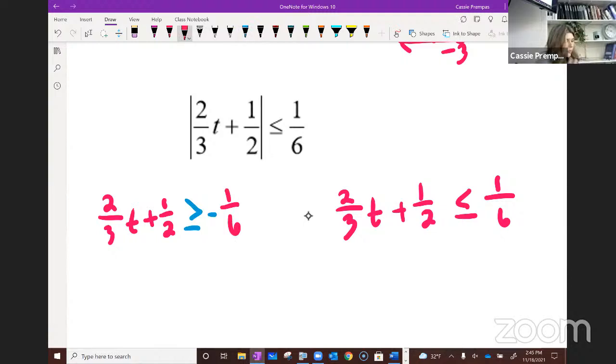Would you multiply each side by 3/2? Not yet. I got to undo that absolute value. So the only way to undo that is to break it into 2.